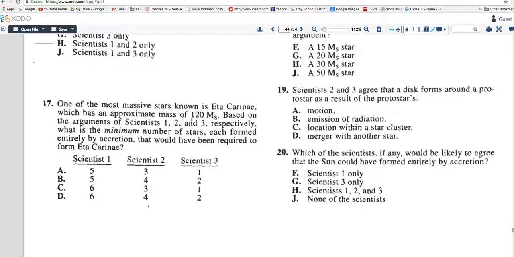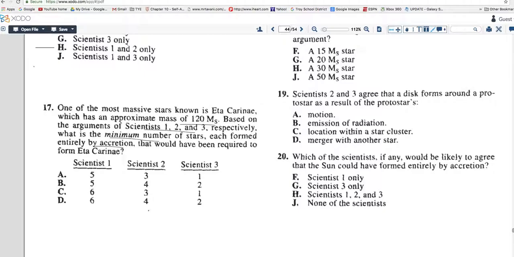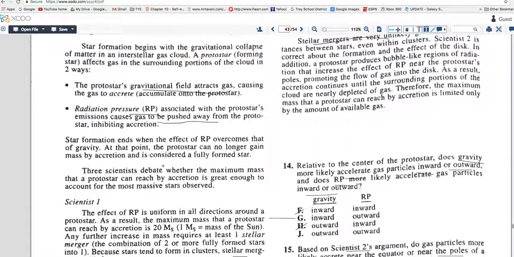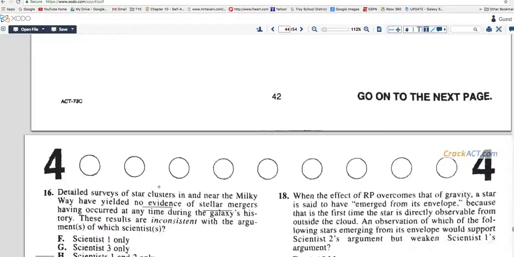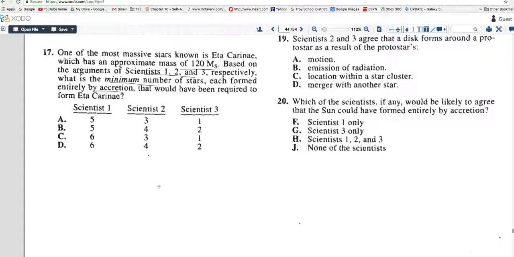So you underline arguments of scientists 1, 2, and 3. Then minimum number of stars. Then accretion. And what else? What's the mass of Eta? 120. Good. All right. Yeah, if you look at scientist 1's argument, it said that it can reach the maximum. Oh, so instead it's 20. So which means, yeah, and then the question says 120. So if you divide that, it'd be 6.